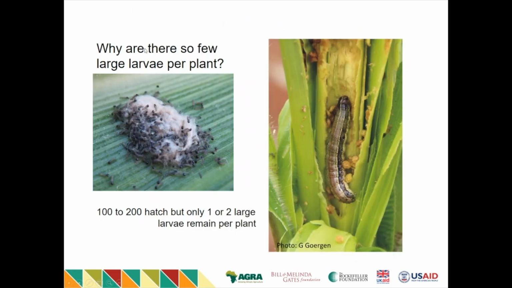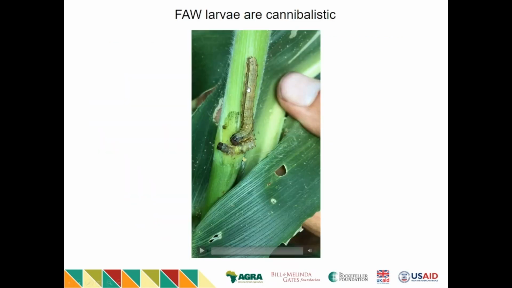An important question that you could ask farmers is, if there are so many larvae on a plant, why do we usually end up with only 1 or 2 big larvae? This is because the larvae are cannibalistic. They eat each other. This very short video that is going to play now will show you how a big fall armyworm larva is devouring probably its brother or sister. So that is why we find only one larva per plant about 2 weeks after they have hatched. And of course, this works in favor of the farmer.